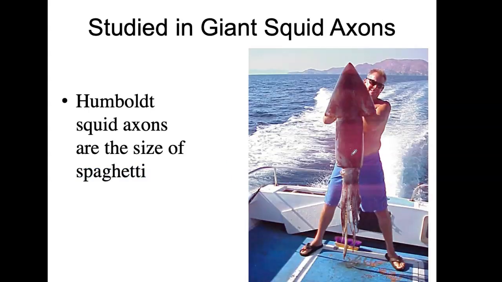How do we study this? So this is a giant squid. It's a crazy calamari. So Humboldt squid axons are really big. They're like the size of a little spaghetti, and it makes it easier for us to put a very fine needle-like probe inside and then compare it to the outside and see what's going on. So they have big axons in relationship to their body size, because we're big too, yet we don't have axons that are so big.